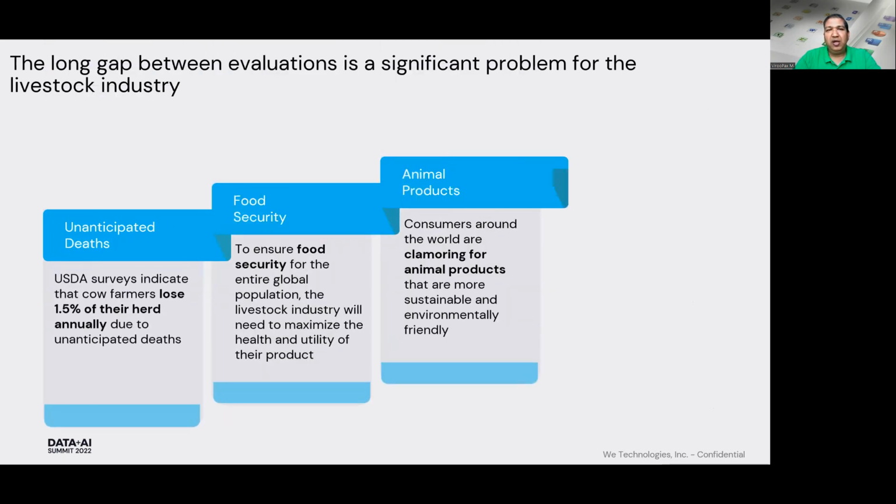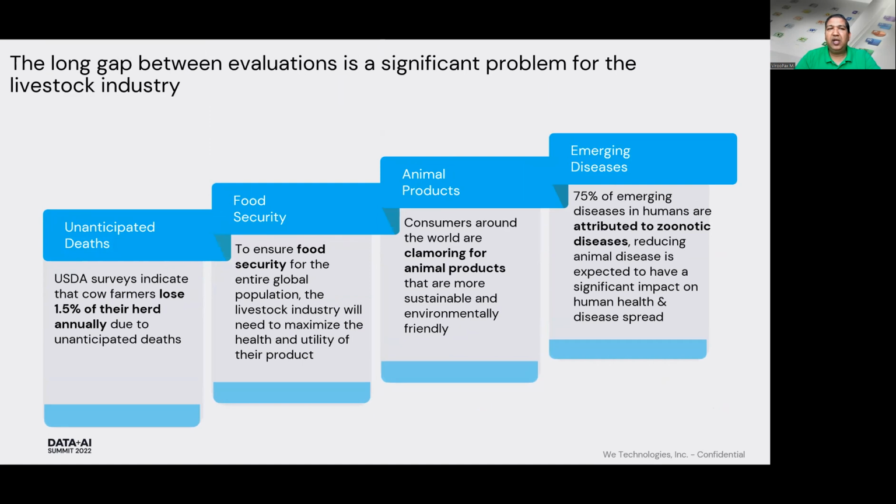So when we think about this, right, the long gap between evaluations is a significant problem for this livestock industry. From unanticipated deaths, we are seeing 1.5% of the herd annually, which is not normal. Then there's food security for the entire global population. People are clamoring for animal products that are more sustainable and environmentally friendly. And then there are emerging diseases coming from animals to humans, the zoonotic diseases, as we call them. We need to think about how it's going to impact human health and reduce the spread of disease overall.